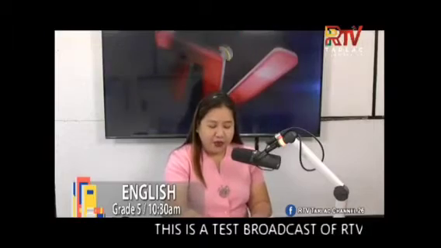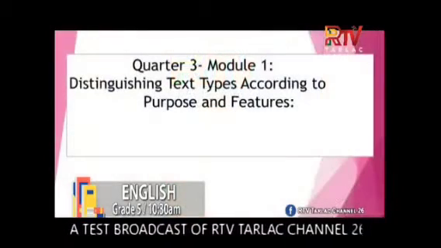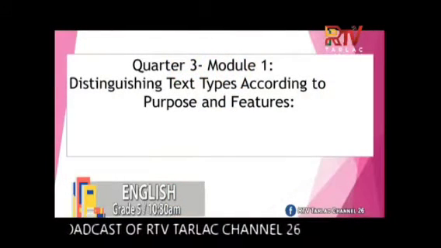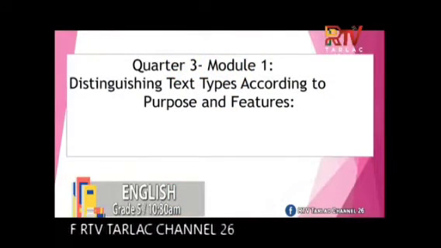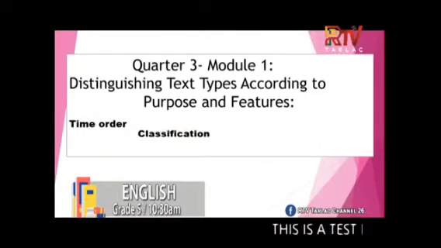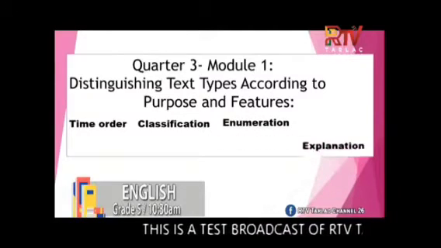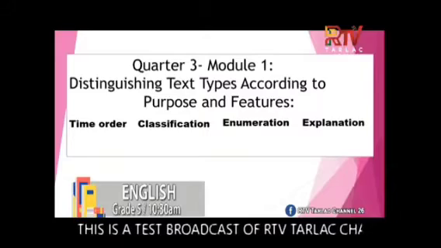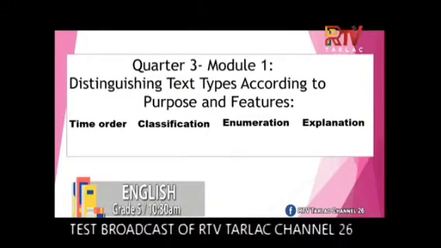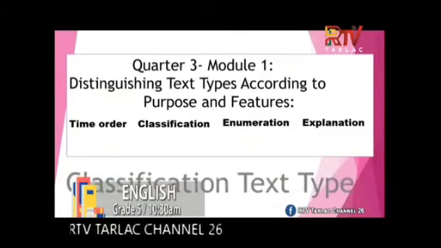Class, our new lesson for today is all about distinguishing text type according to purpose and features. There are 4 types of text according to purpose. We have time order, classification, enumeration, and explanation. But this time, we are going to study more about classification text type.